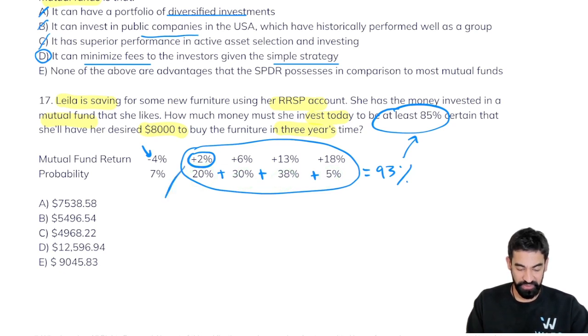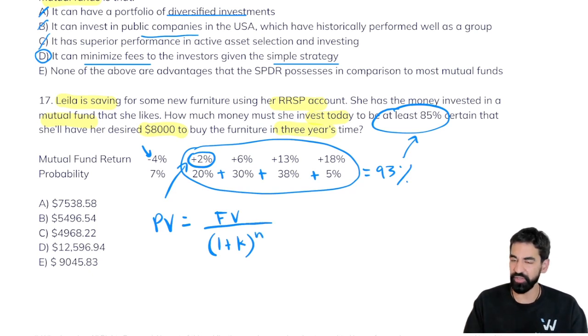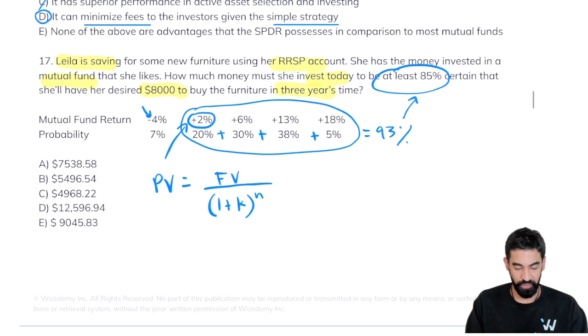So that means this is the number we're going to use as the K. And how much does she need to invest if she wants 8,000? You could use your financial calculator or you could use the present value formula. The present value is the future value divided by 1 plus K to the power of N, or 1 plus R to the power of N. R and K are the same thing in your textbook.